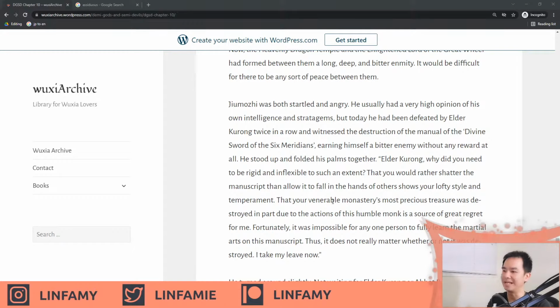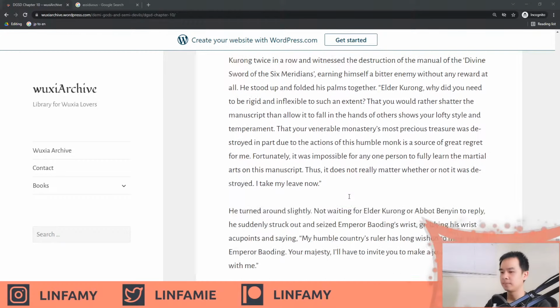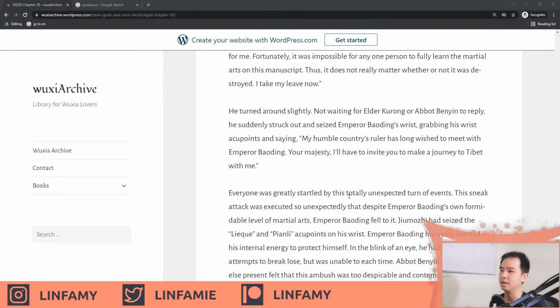Fortunately, it was impossible for any one person to fully learn the martial arts on this manuscript. Thus, it does not really matter whether or not it was destroyed. I will take my leave now." He turned around slightly. Not waiting for Elder Kurong or Abbot Bunyin to reply, he suddenly struck out and seized Emperor Baoding's wrist, grabbing his wrist acupoints and saying, "My humble country's ruler has long wished to meet with Emperor Baoding. Your Majesty, I'll have to invite you to make a journey to Tibet with me."